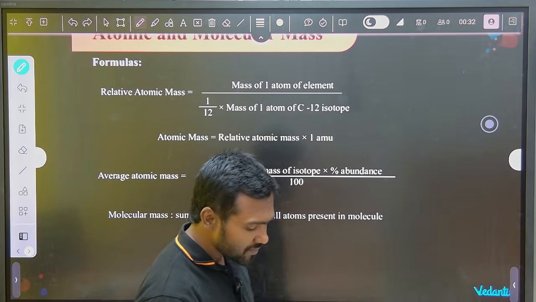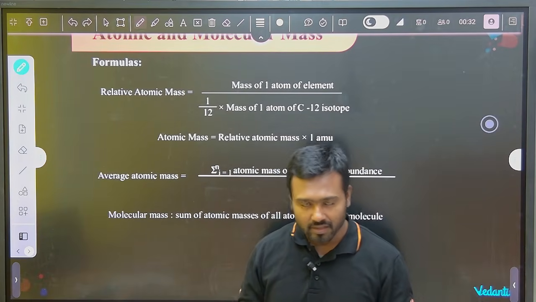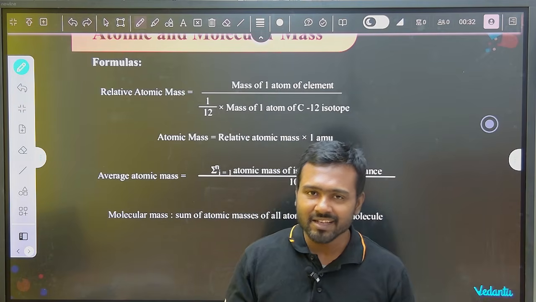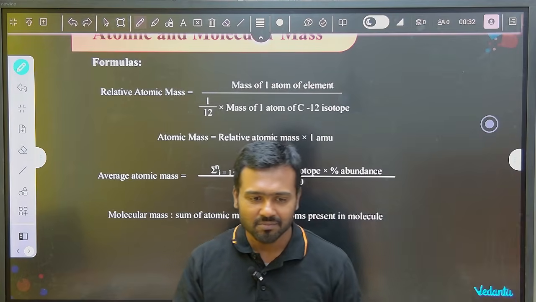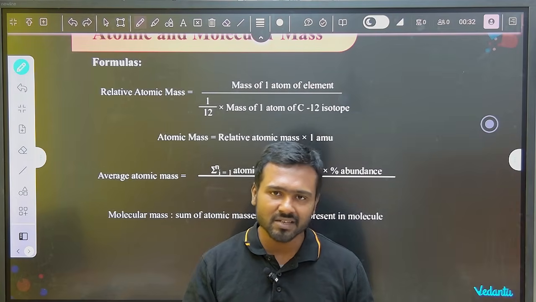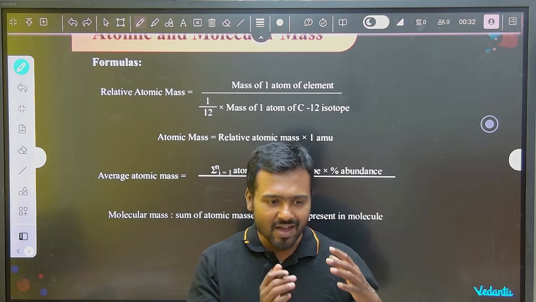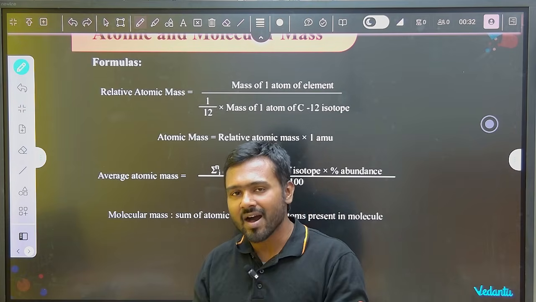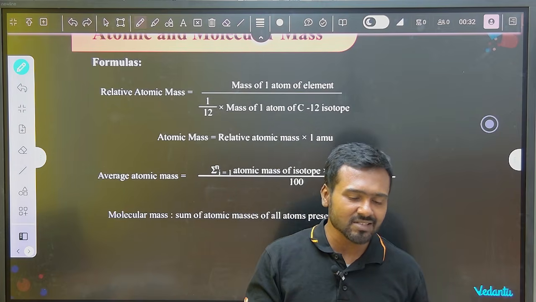So the mole concept. Actually, we are dealing with atoms and molecules. They are very, very small. We can't see them and we can't weigh them. But all the chemical reactions are taking place, so we have to say some mass of the reactants is going to react and some mass of the product is going to form. Then how much of the reactants are going to react?